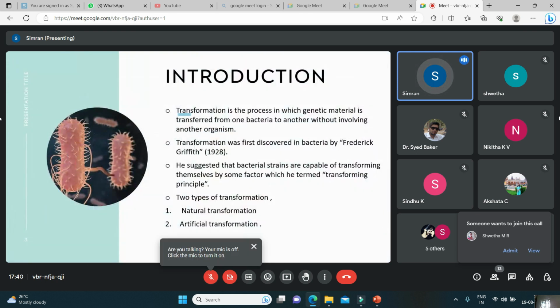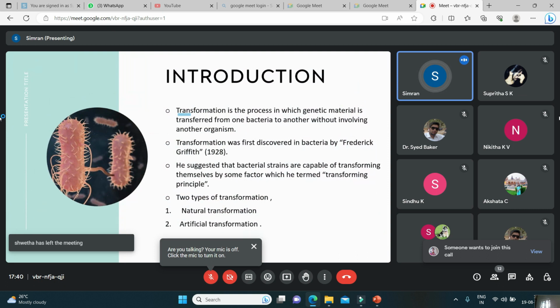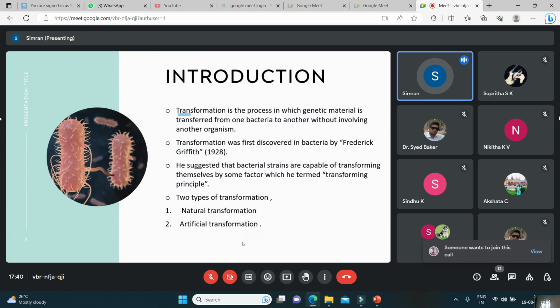Introduction. What is transformation? Transformation is the process in which the genetic material is transferred from one bacteria to another bacteria without involving any other organism. A bacterial cell acquires DNA from its environment. This process is called transformation. Transformation was first discovered in bacteria by Frederick Griffith in 1928. He suggested that bacterial strains are capable of transforming themselves by some factor which he termed transforming principle.